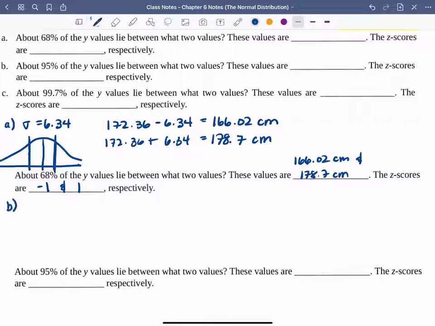So now B, same standard deviation. But now, instead of us starting here in the middle, we're going to keep going. So now we need to go 1 more standard deviation away from here to be over here now. So now we're trying to find this vertical line here, which is 2 standard deviations away. So instead of starting at the mean, which is 172.36, we're going to start at our value, which is here, and that is 166.02. So 166.02 minus our standard deviation is 159.68 centimeters.